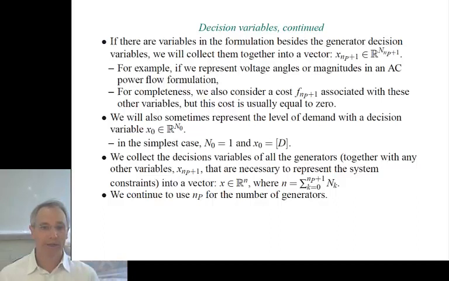So let's collect all the decision variables of all of the generators and the other variables such as x_(n_p+1) and the demand together into a vector x in R^n, where the length n is the sum of all of those subvectors, x_0 for the demand, x_1 through x_(n_p) for the generators, and x_(n_p+1) for the other variables. And we'll continue to use n_p for the number of generators.